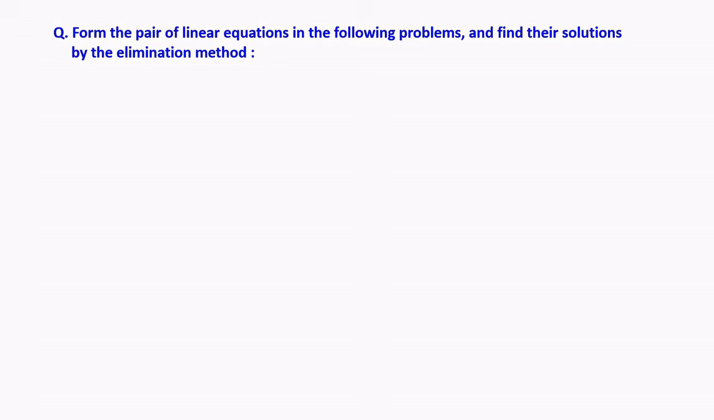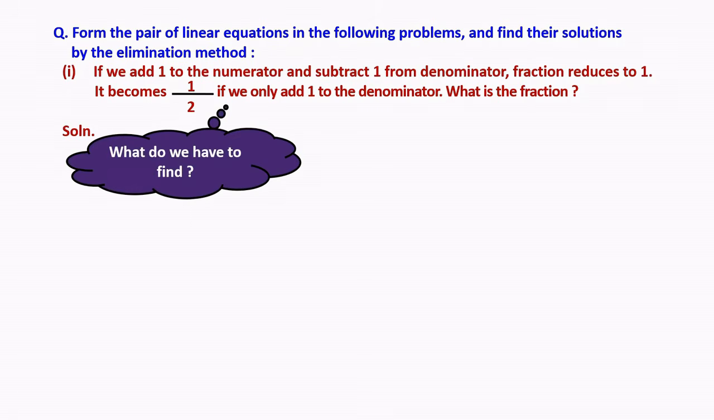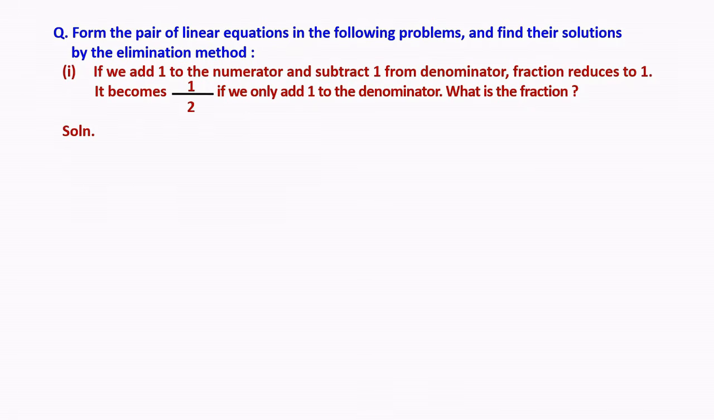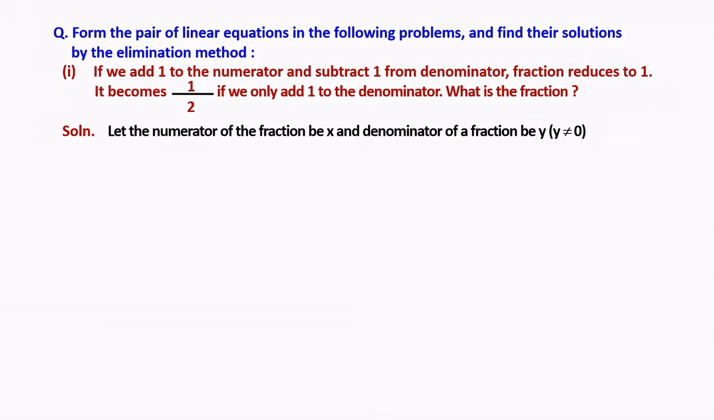Let us read the question carefully. If we add 1 to the numerator and subtract 1 from the denominator, the fraction becomes 1. If we add only 1 to the denominator, it becomes 1 by 2. We need to find the fraction. First, let us assume the numerator as x and the denominator as y, where y is not equal to 0. So, the original fraction is x by y.